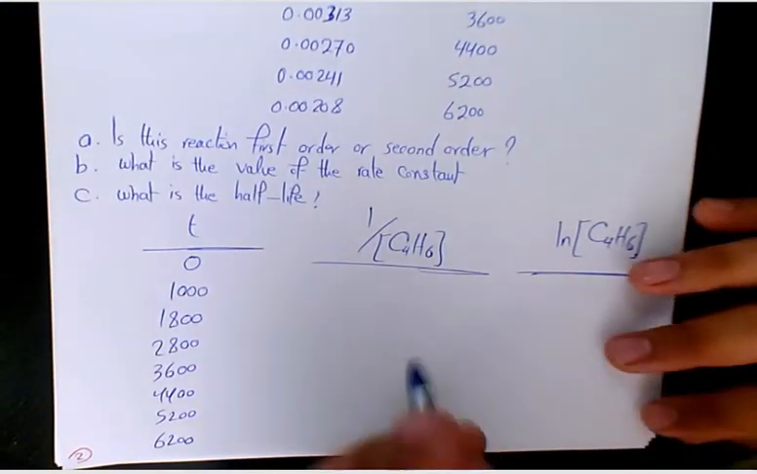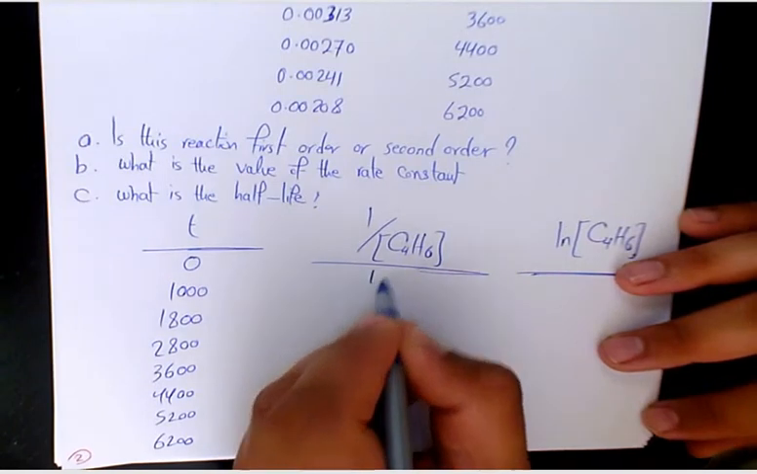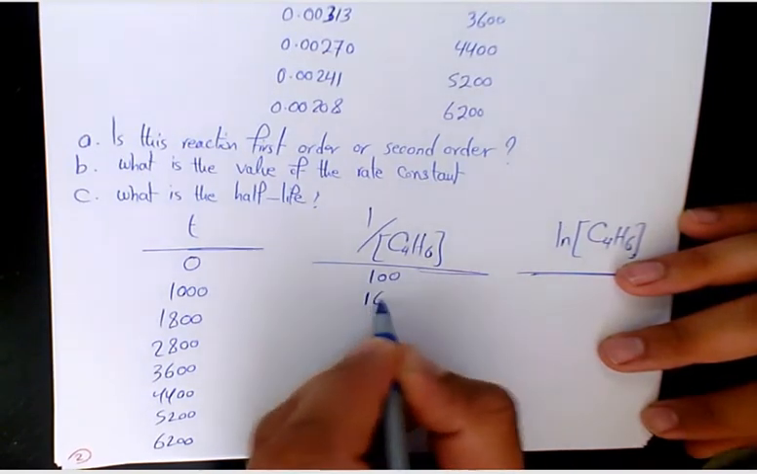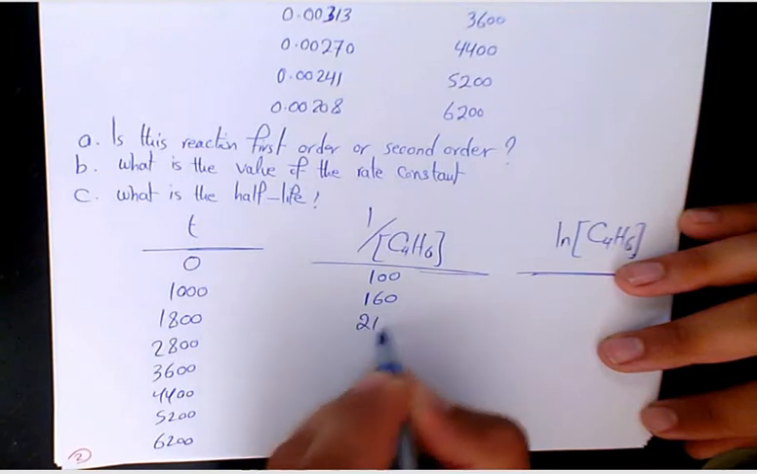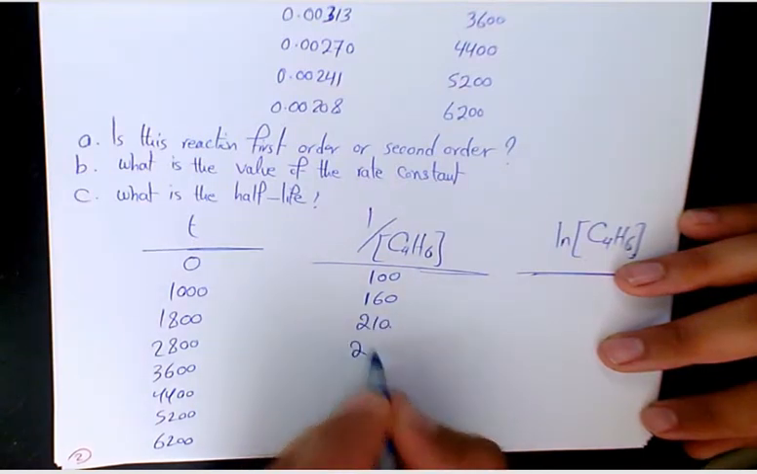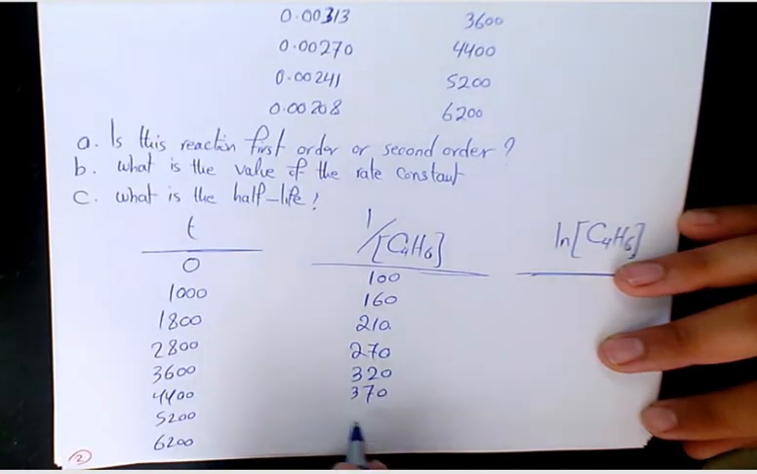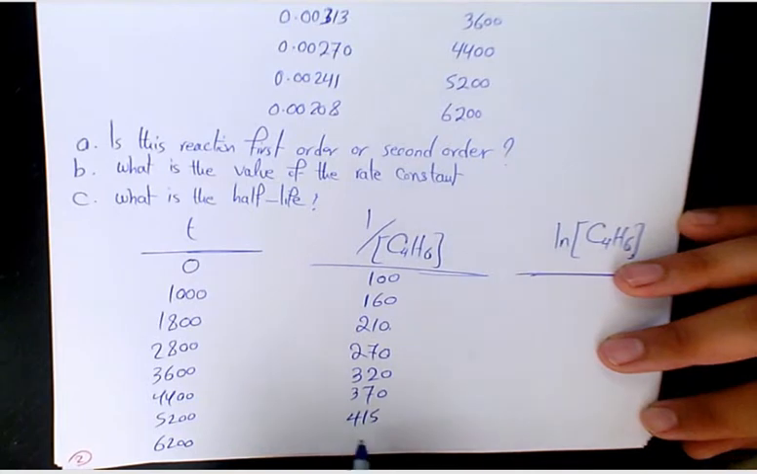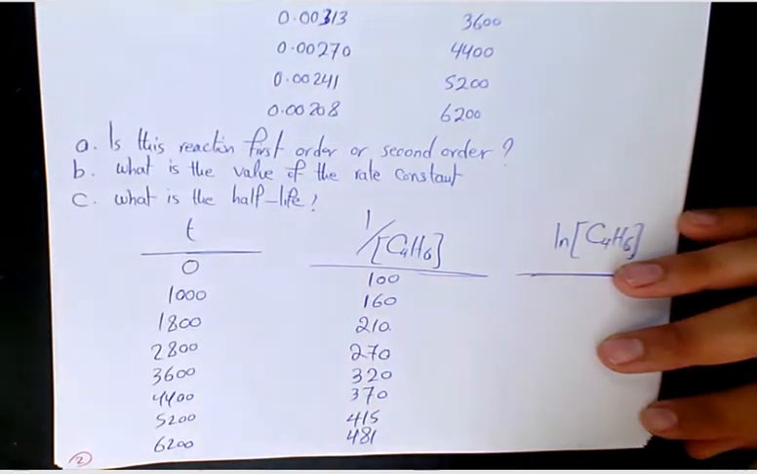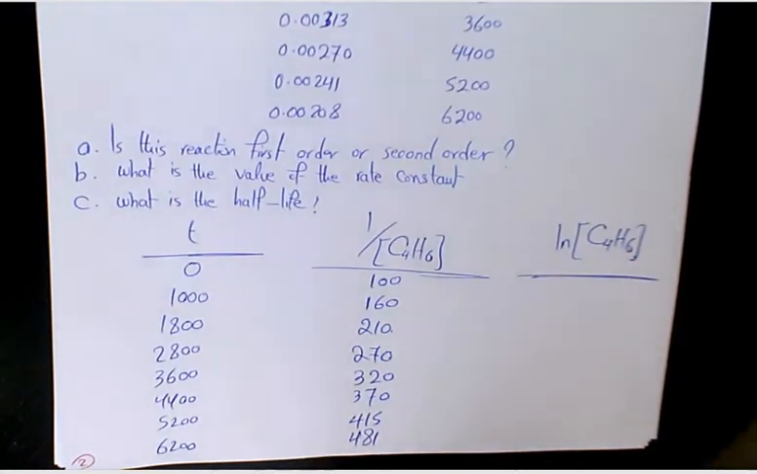So that will be 0.01 is going to be 100. Then we have 160. Then we have 210. Then we have 270, 320, 370, 415, and 481. So these are going to be the inverse concentration.